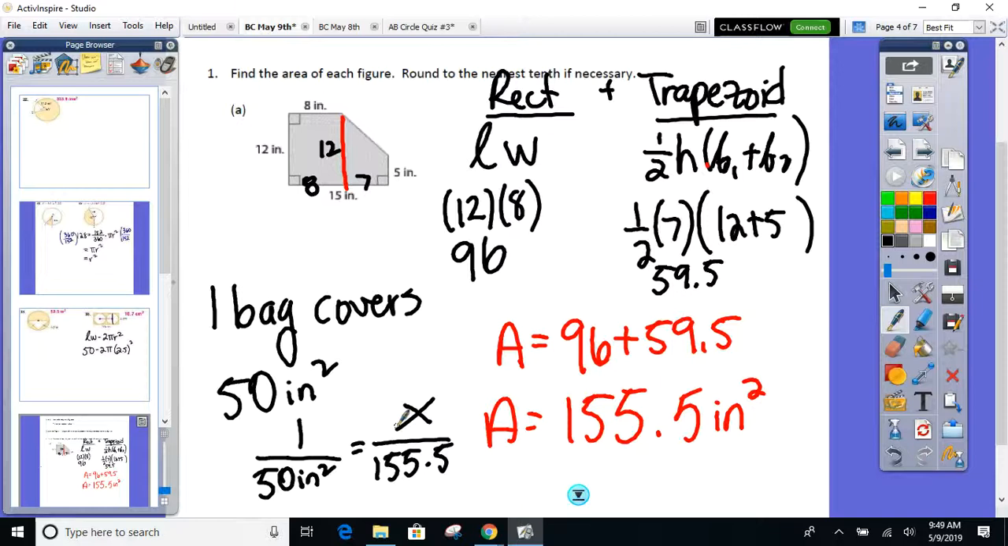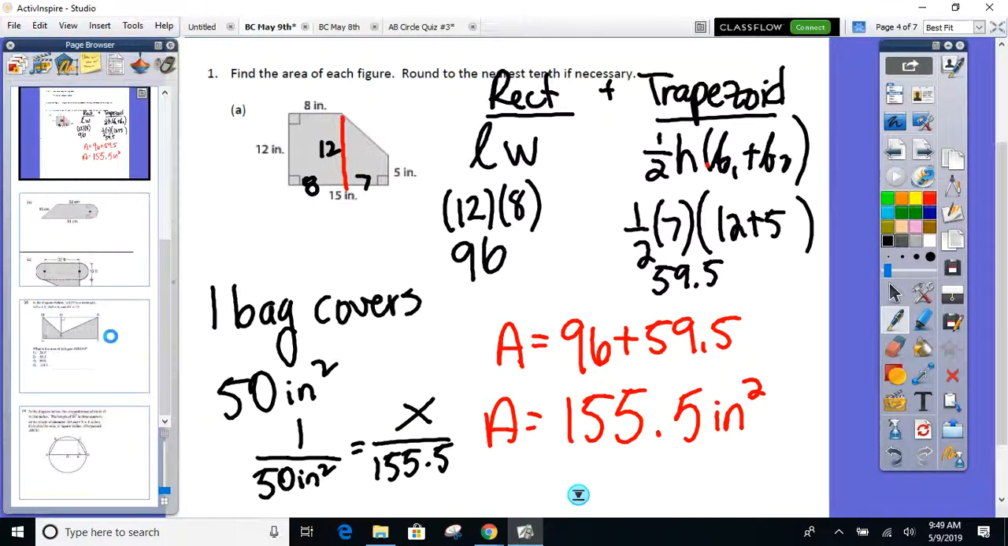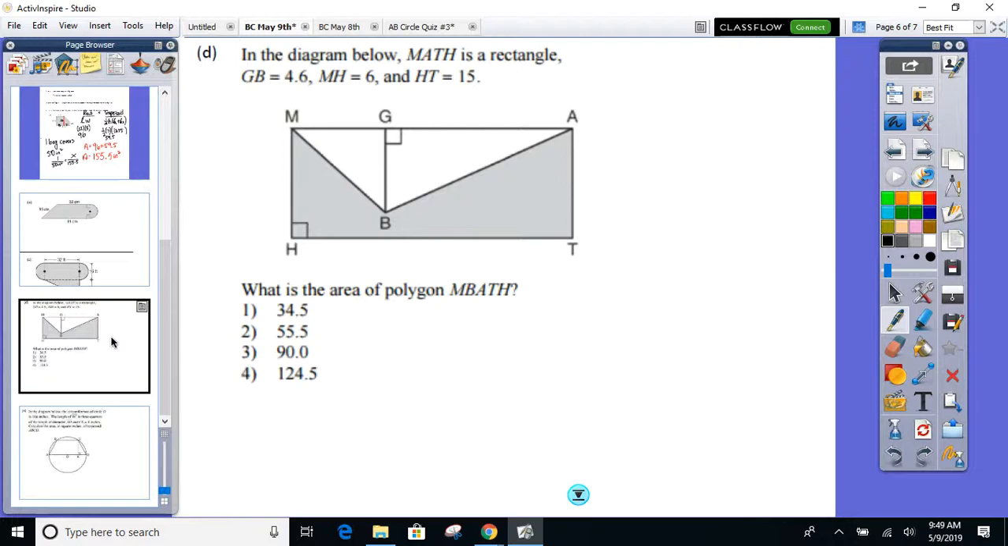Good question. Others? I'm going to do one more with you, and the rest are on your own or in your group with somebody in your group. We're not moving around here. Go to D, letter D.